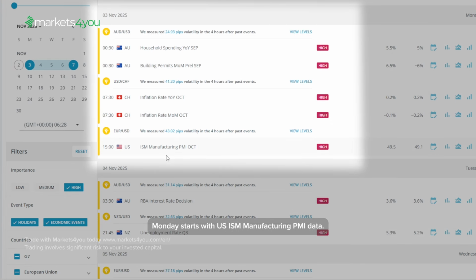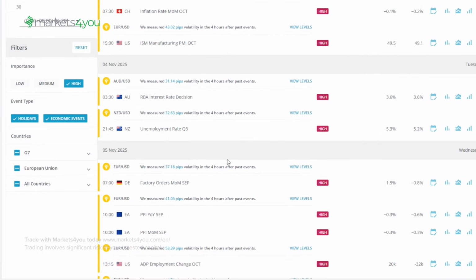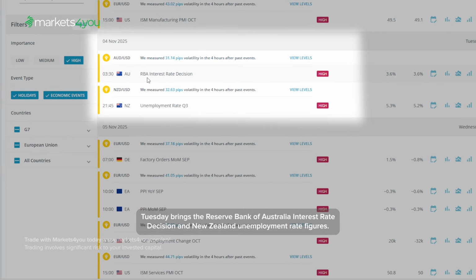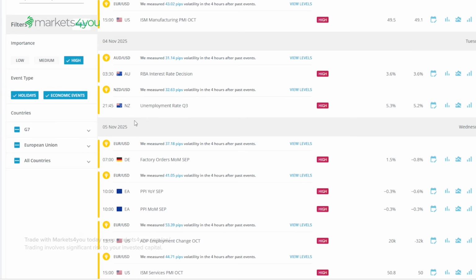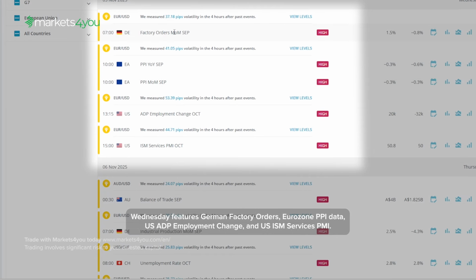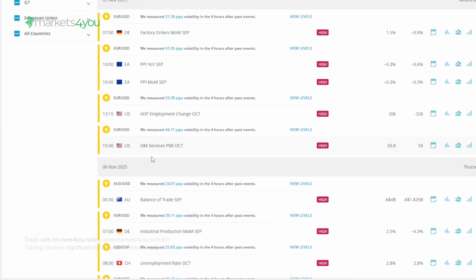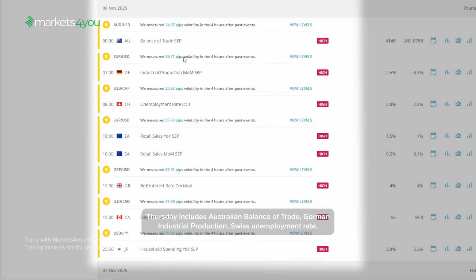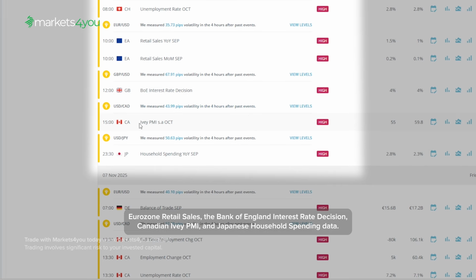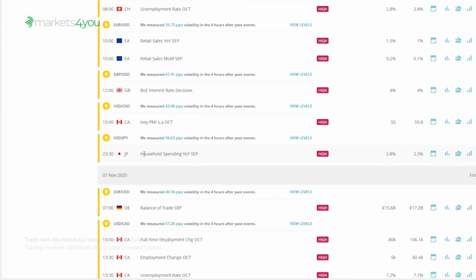Monday starts with US ISM Manufacturing PMI data. Tuesday brings the Reserve Bank of Australia interest rate decision and New Zealand unemployment rate figures. Wednesday features German factory orders, Eurozone PPI data, US ADP employment change, and US ISM Services PMI. Thursday includes Australian balance of trade, German industrial production, Swiss unemployment rate, Eurozone retail sales, the Bank of England interest rate decision, Canadian Ivey PMI, and Japanese household spending data.